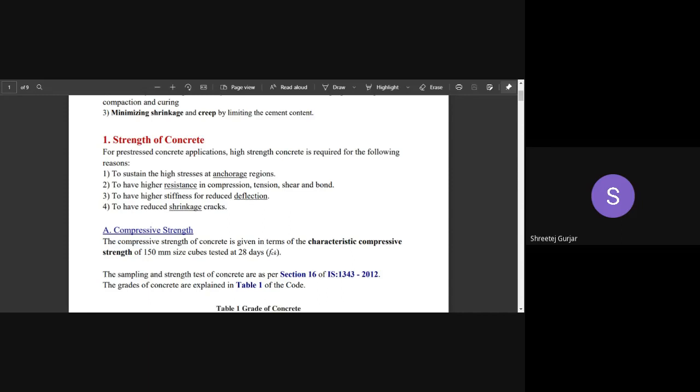Coming to your third reason, to have high stiffness for reduced deflection. We need lesser amount of deflection when it comes to pre-stressed concrete application. Whenever we need less deflection, we need to have higher stiffness. If stiffness is higher, deflection is lesser. So how do you attain higher stiffness? To attain higher stiffness, we need high strength concrete.